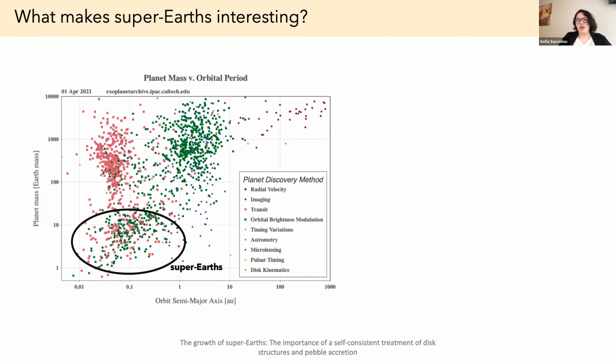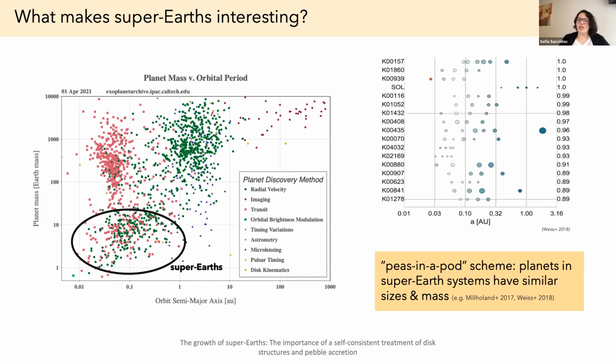Another reason is that in recent years, some studies have suggested a peas-in-a-pod scheme. That means that planets in super-Earth systems have been found to have similar sizes and similar masses when they form within the same planetary system. This has also been supported by more recent studies. Another interesting factor is that we do not find a super-Earth in our solar system, so we want to understand them and study how they form.